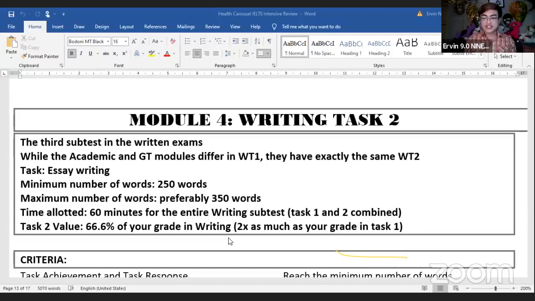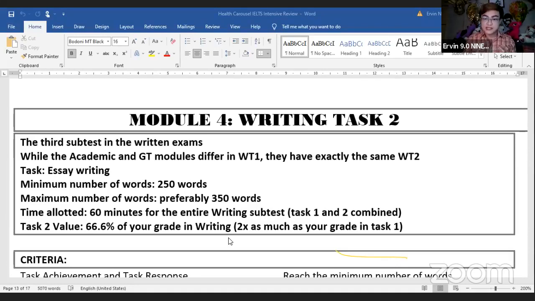In the actual examination, listening and speaking are exactly the same for academic and general training. In reading, there is a slight difference between the two. What do I mean when I say slight? They have the same types of questions: fill in the blanks, multiple choice, matching headings, and true false not given. It's just that general training passages are usually shorter and academic passages are longer. Plus, the level of difficulty for academic is definitely more challenging than general training.